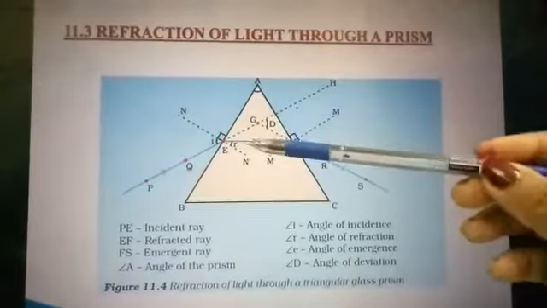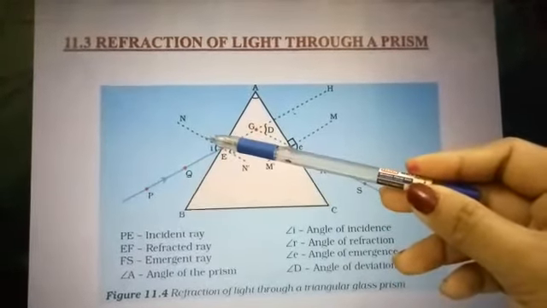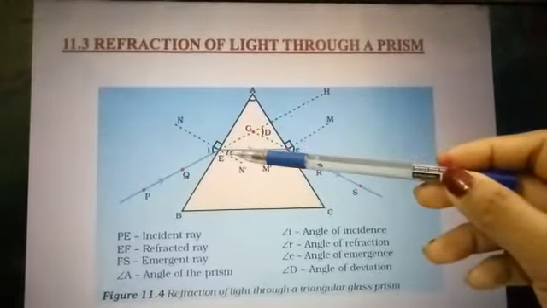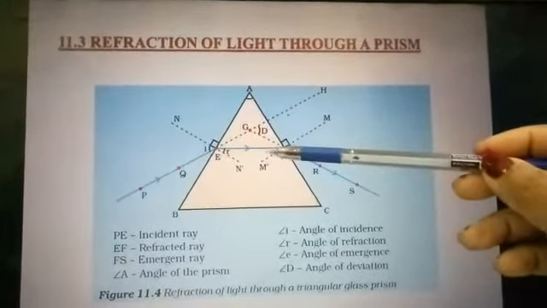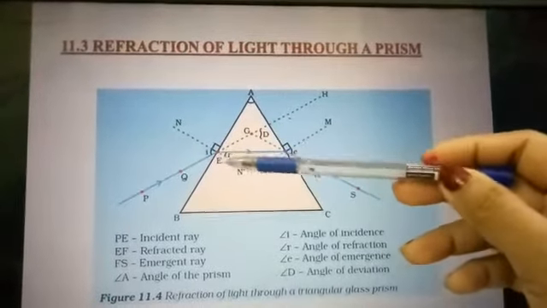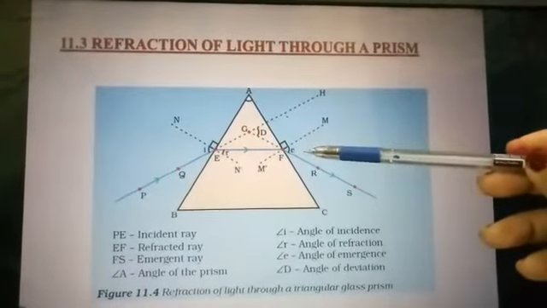Understood? Then we have the angle of incidence, between the incident ray and the normal. Then the angle of refraction; we have here 2 such angles. One of them is R, here also R. This angle means angle M dash, F and E, this angle. And here we have the angle of emergence.